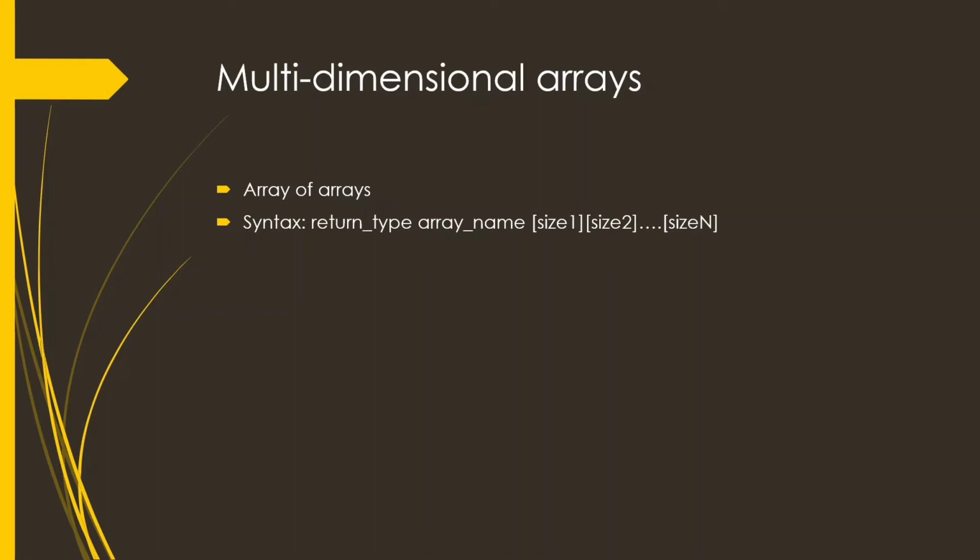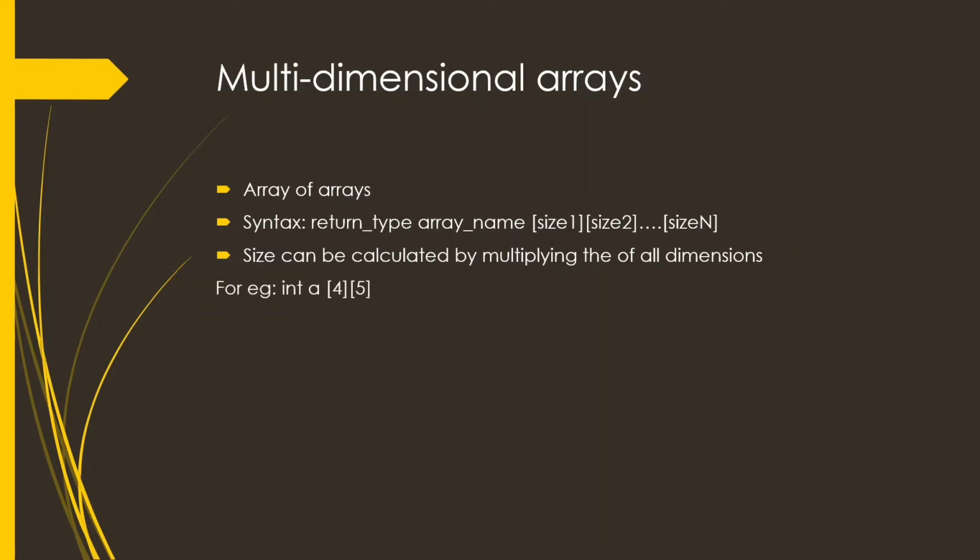Now, these are known as dimensions, and the size of a multidimensional array is calculated by multiplying all of the dimensions. For example, if we have an array like int a with dimensions 4 and 5, then the size of the array is 4 into 5, that is 20, which means that this array can hold up to 20 elements.